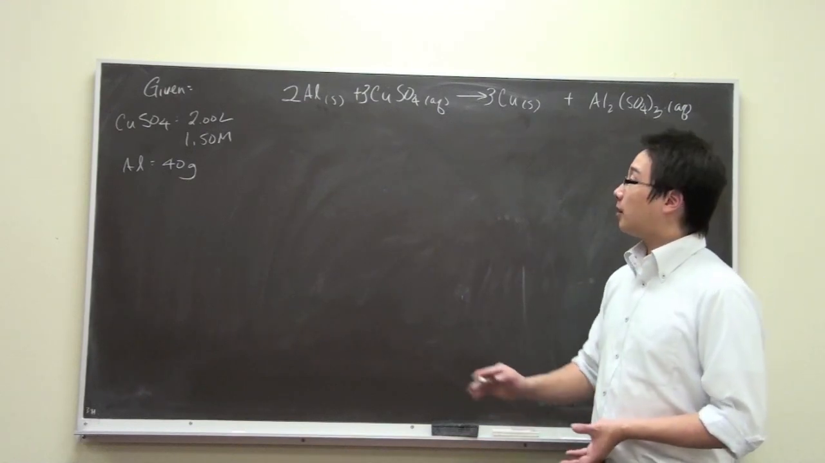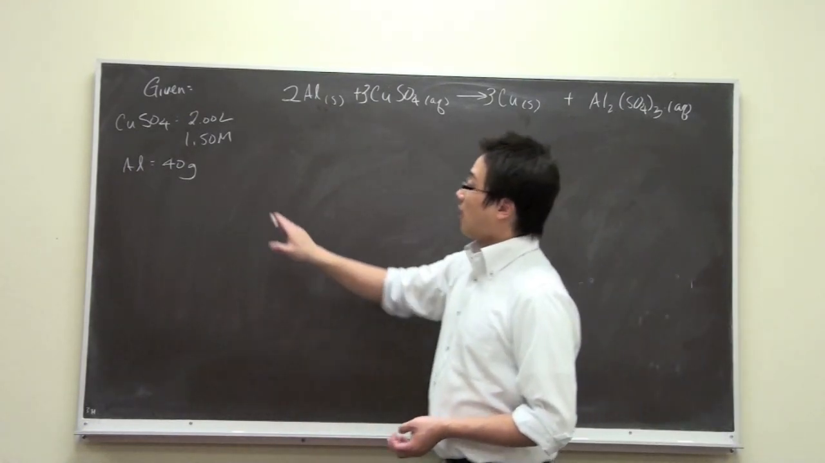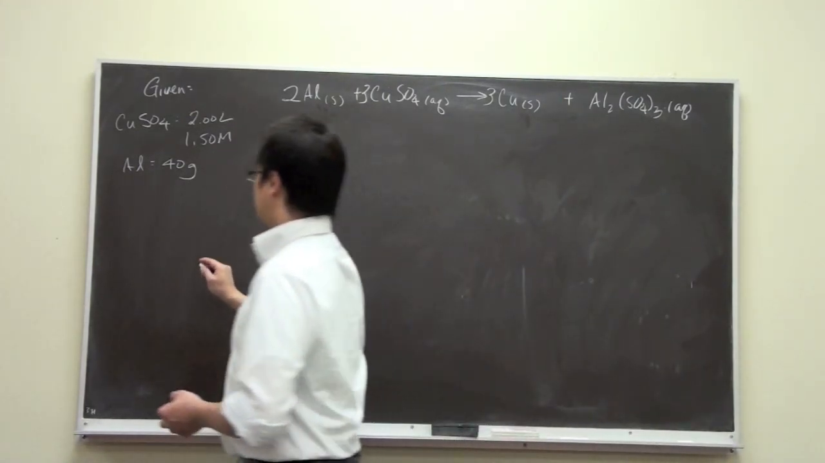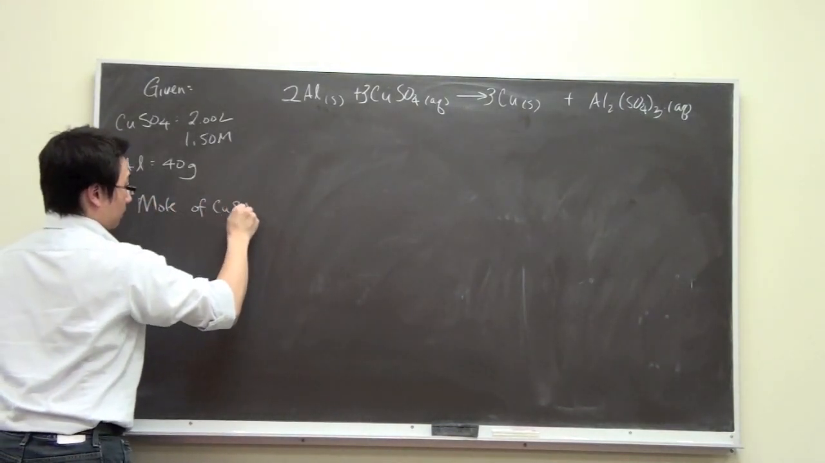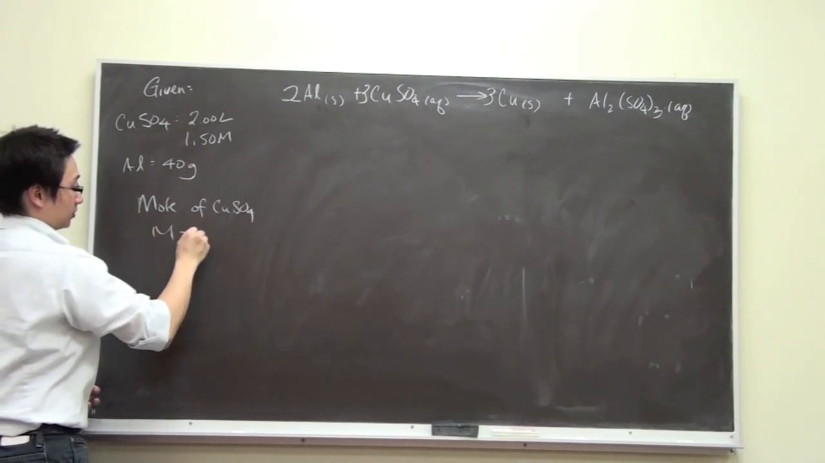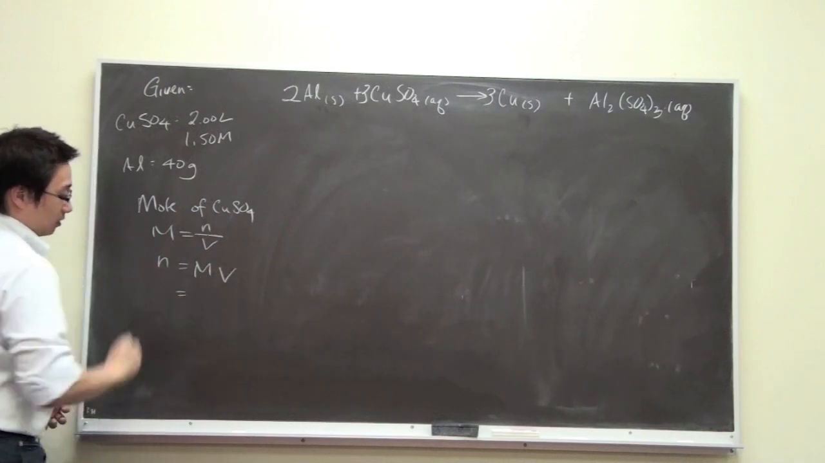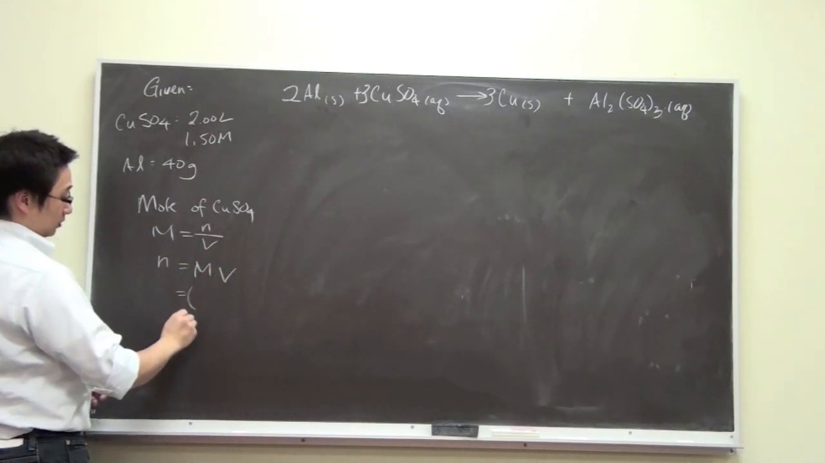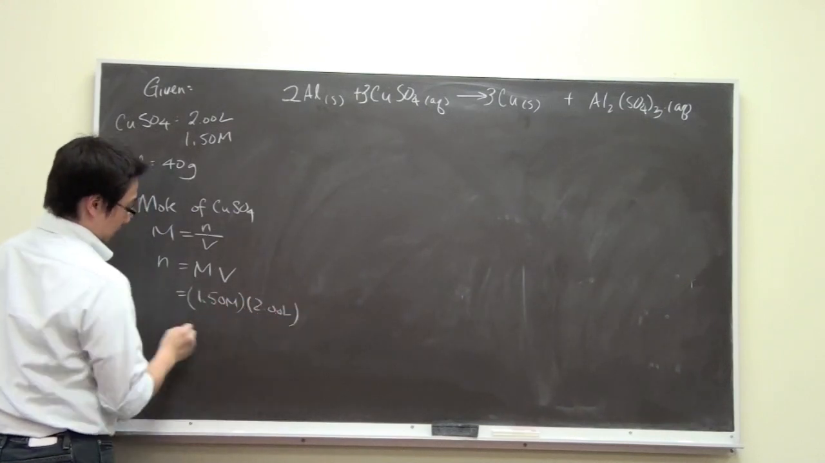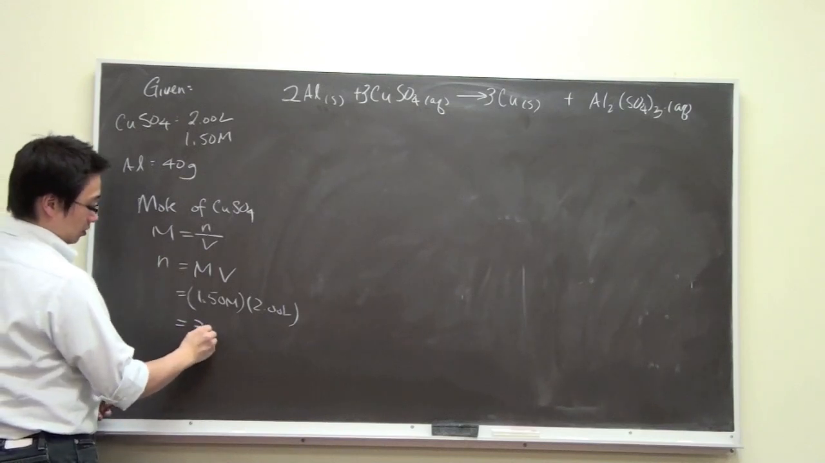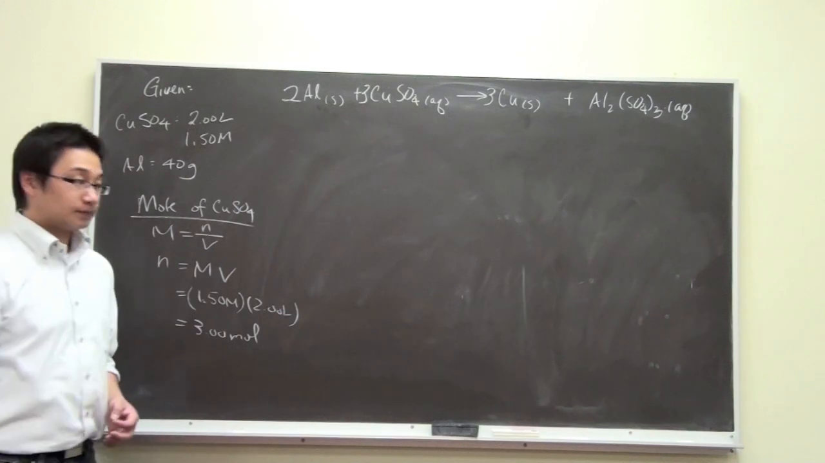So first, let's find out how many moles we have for each reactant. So if I want to find out the moles of copper(II) sulfate, we have molarity is equal to mole over volume, and mole is equal to M times V. And it is a very simple calculation because we have 1.5 molar times 2 liter. And that gives us a very nice number, 3 moles of the copper(II) sulfate.